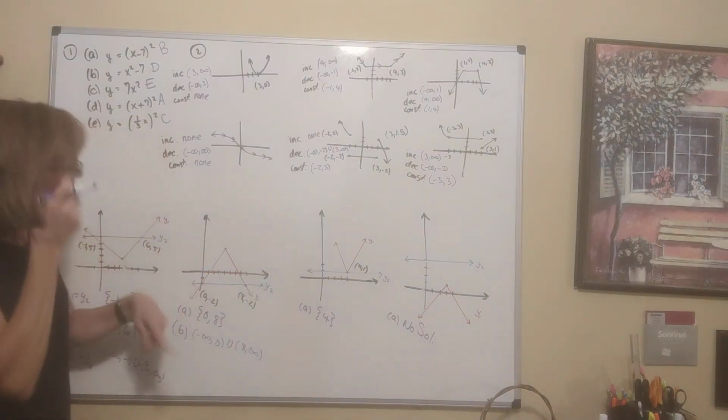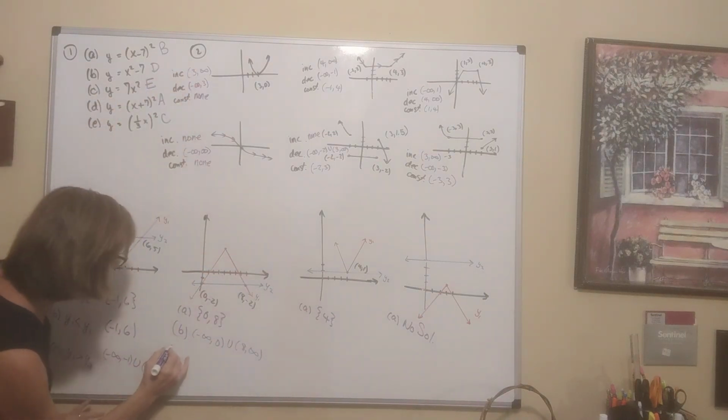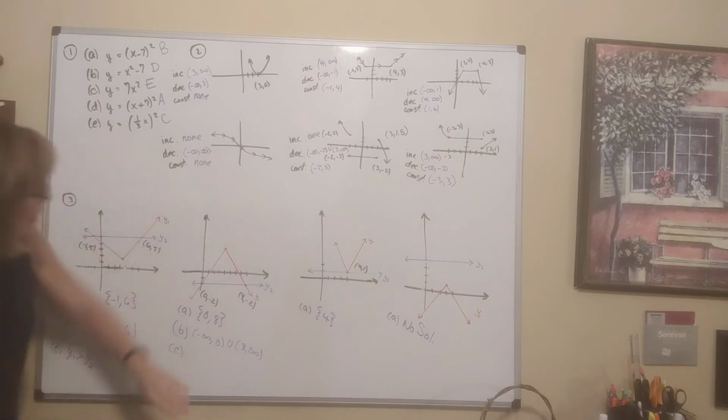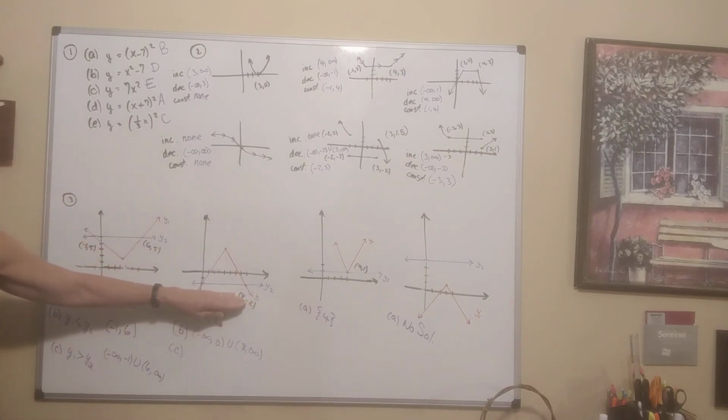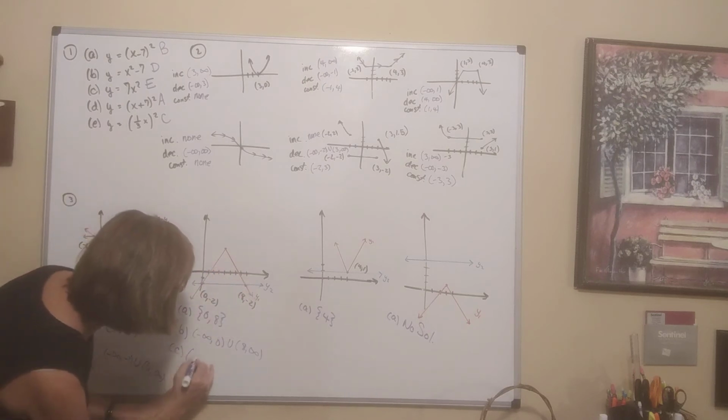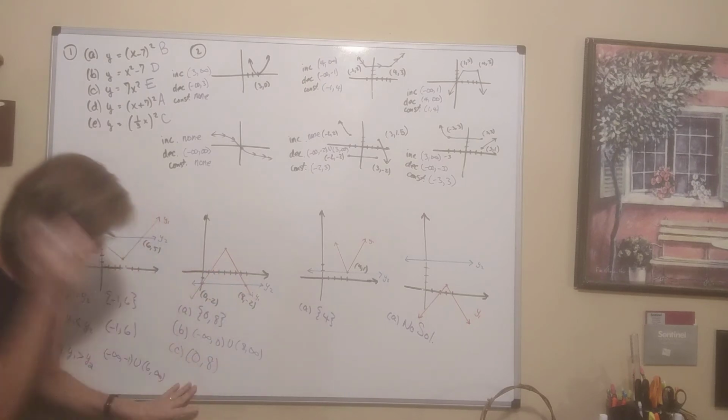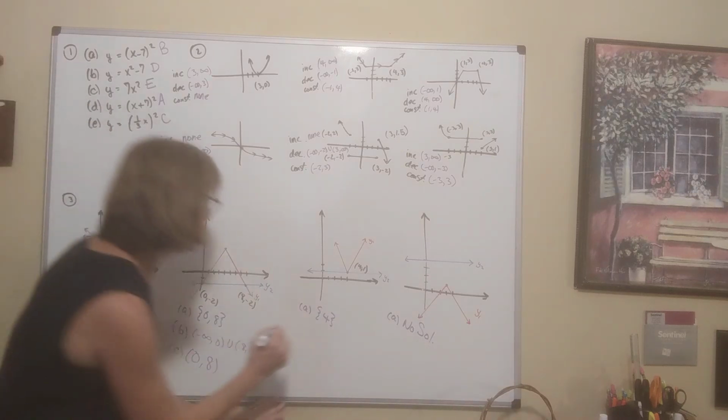All right. Where is the red graph higher, above? It is above the blue line from this x value, 0 and 8. So in the middle, from 0 to 8.